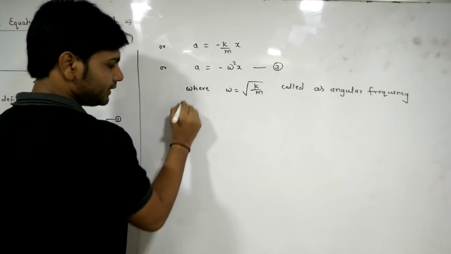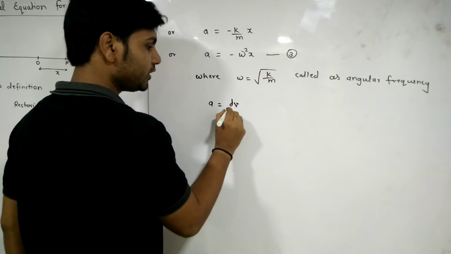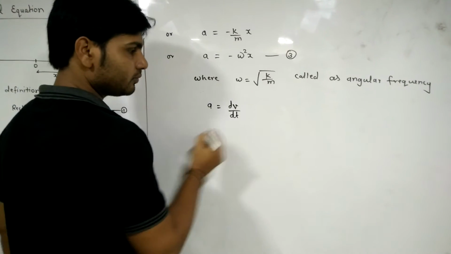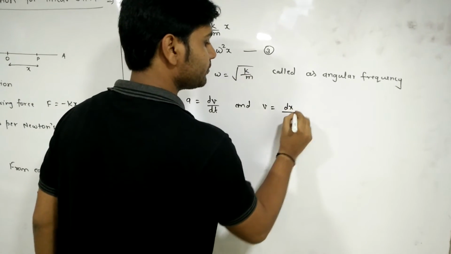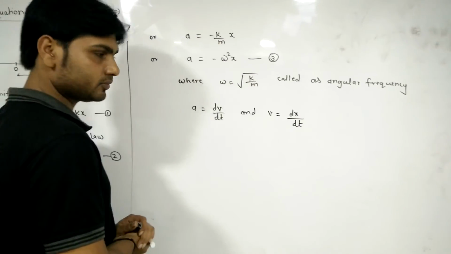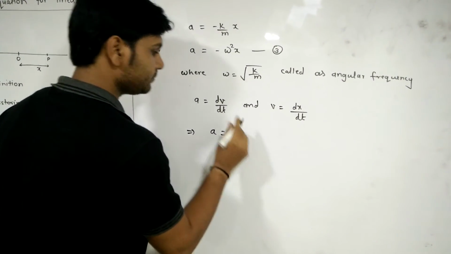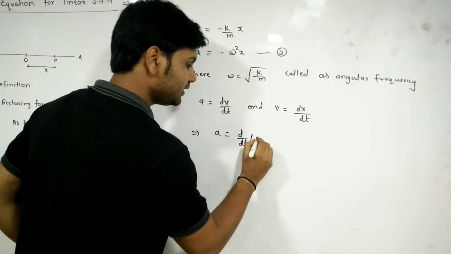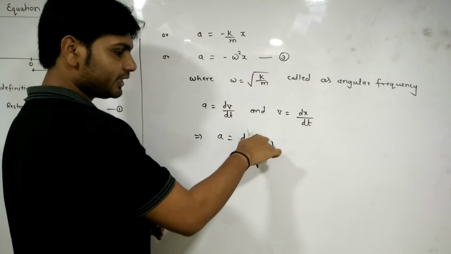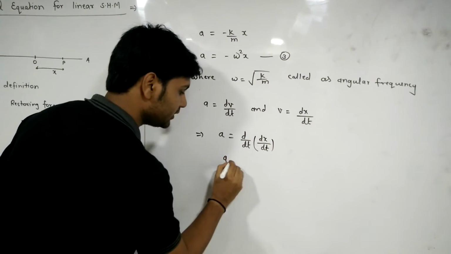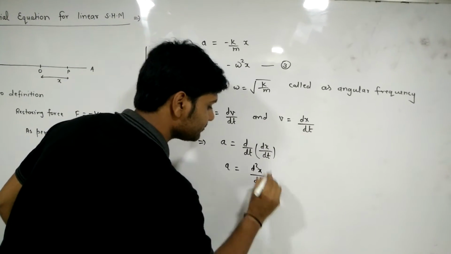As we know that the linear acceleration A is defined as rate of change of linear velocity, and linear velocity V is defined as rate of change of linear displacement. So we can write here A is equal to dv upon dt, and the value of V is dx upon dt. So again differentiating dx upon dt with respect to time t, we get A equals d2x upon dt square.